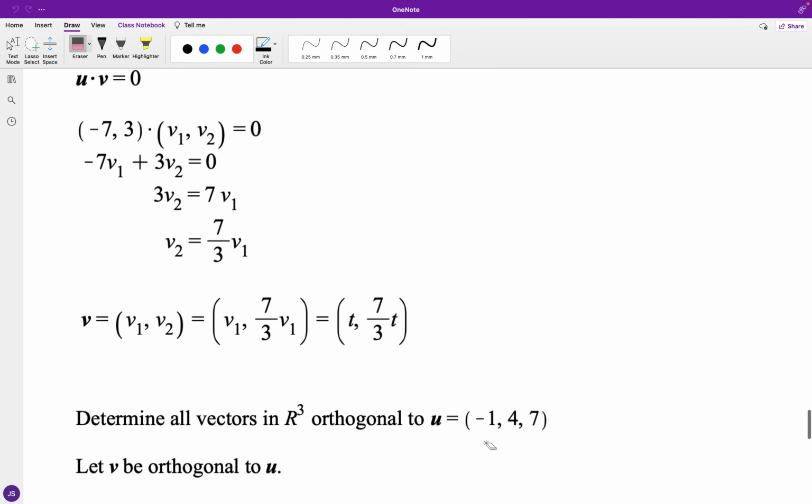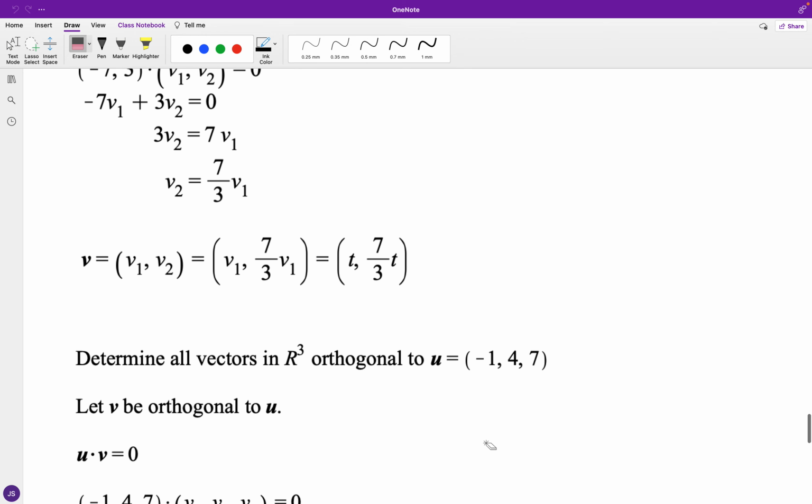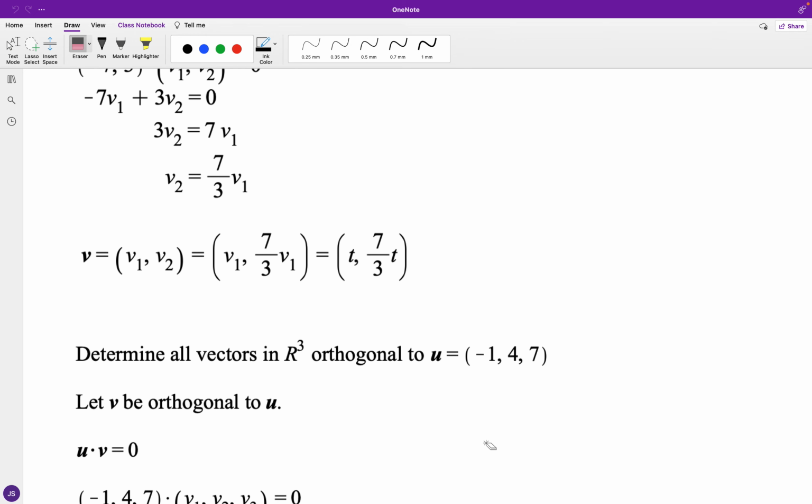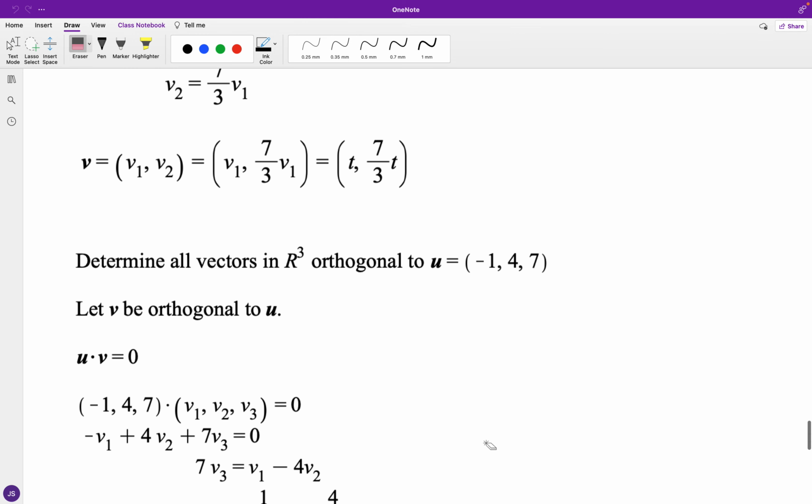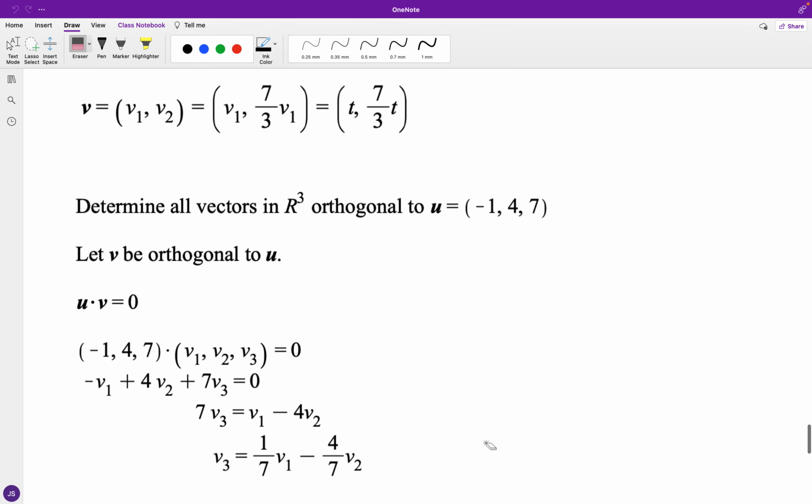And if I were to determine all vectors in R3 orthogonal to u equal to (-1, 4, 7), again letting v be orthogonal to u, we have u dot v is equal to 0. Upon substituting, we have (-1, 4, 7) for u and (v1, v2, v3) for v. Again, the dot product is equal to 0. And so we got negative v1 plus 4v2 plus 7v3 is equal to 0.